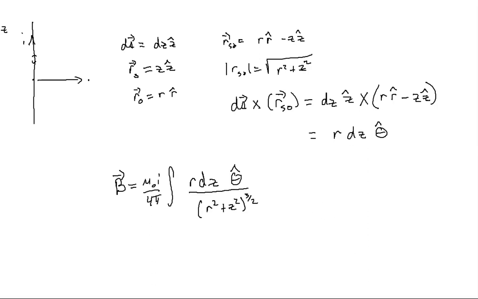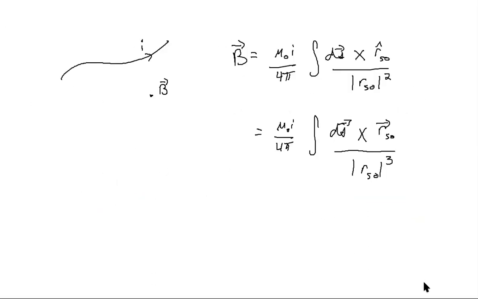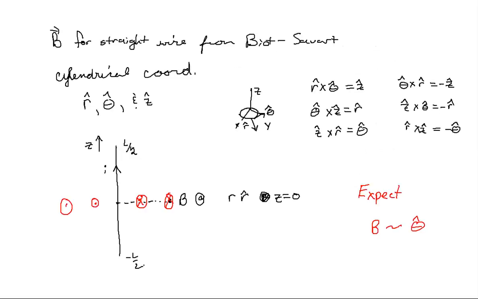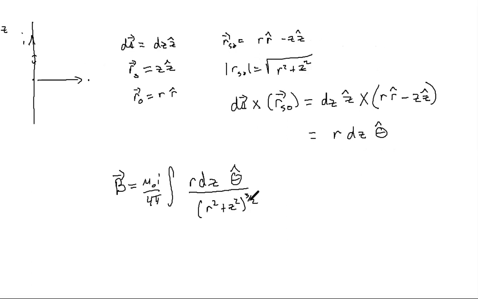Now, the reason I had the third power is because I'm using this form of Biot-Savart's integral equation, not the one with the unit vector. And I'm integrating over z from minus L over 2 up to L over 2. Now, theta hat is not constant. It changes with theta, but it does not care about z. So as far as doing the z integral, r and theta are constants, and I can pull them out.